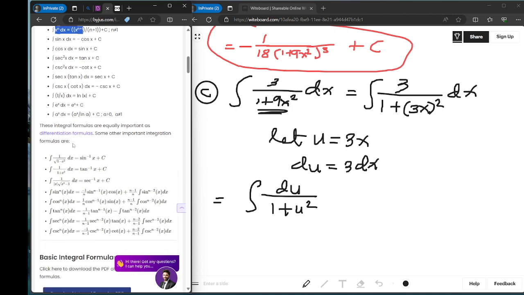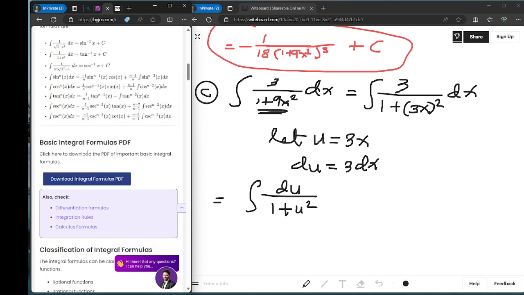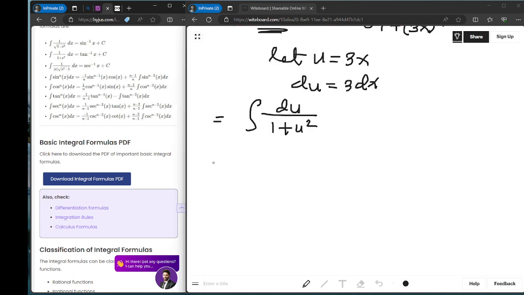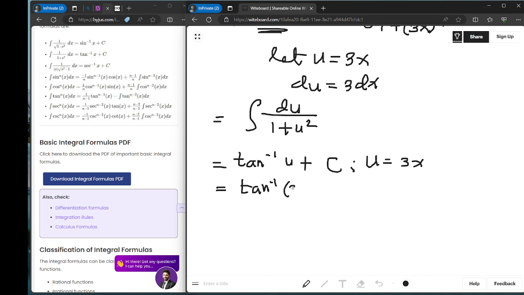So let's go back to the formula. There should be, I think, in the trigonometric ones. Yeah, it's actually here, a trigonometric integral. So this is equivalent to the arc tangent. Wow, what a problem. So arc tangent of u plus c. And since u is equal to 3x, this is now the arc tangent or the inverse tangent of 3x plus c.